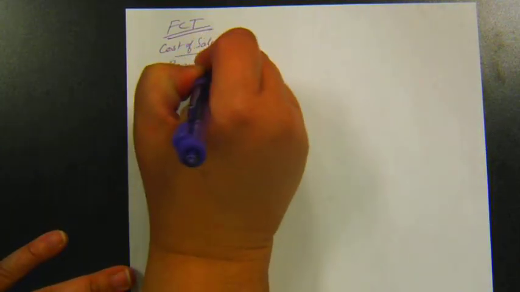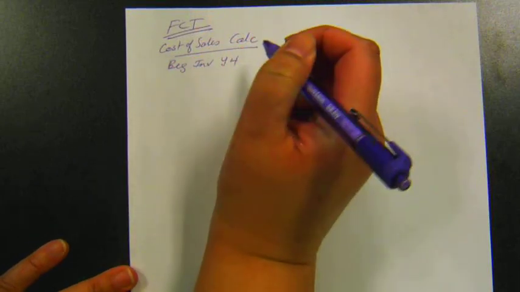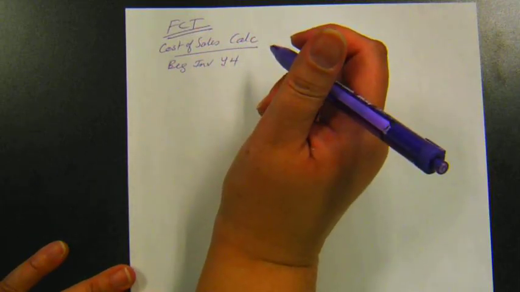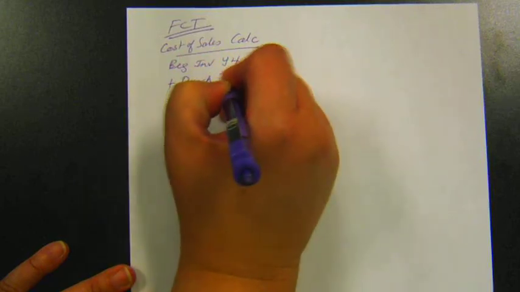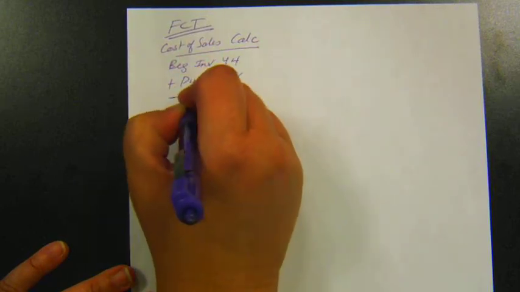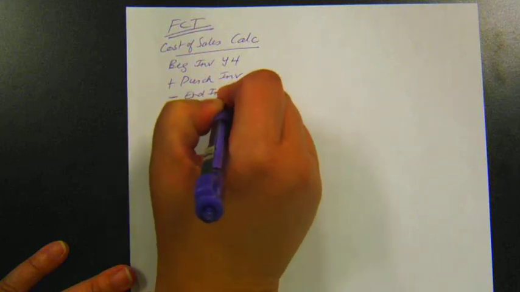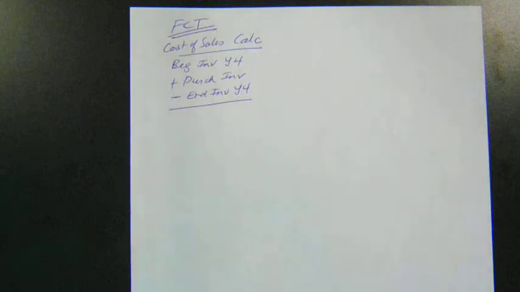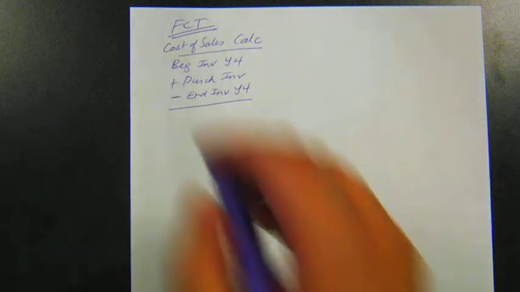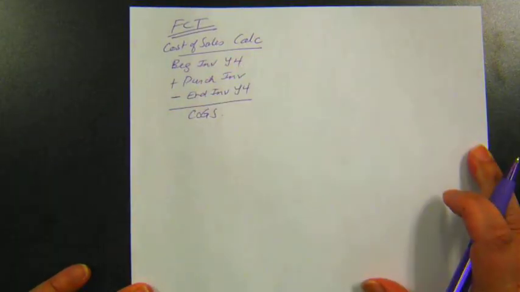So we're going to start with beginning inventory, year 4, and then we're going to add purchases of inventory. We're going to subtract ending inventory. And if we do that, what do we get? You've done this 100 times in other courses. Cost of goods sold or cost of sales. They're the same thing.